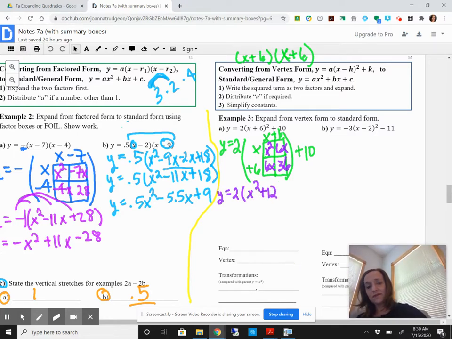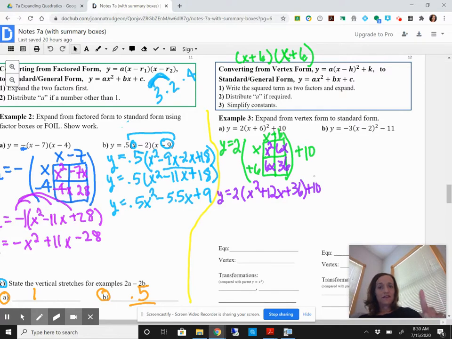See, there's that middle term. It's not x squared plus 36. There's a middle term when you have two factors like that, plus 10. Right now, some students are going to add the 36 plus the 10, or they're going to distribute the 2 to everything, including the 10. The next step is for you to distribute that 2, but you don't distribute it to the 10. You're going to distribute it to the things that are in the parentheses. So that's 2x squared plus 24x plus 72, that's a big number, and then plus 10.